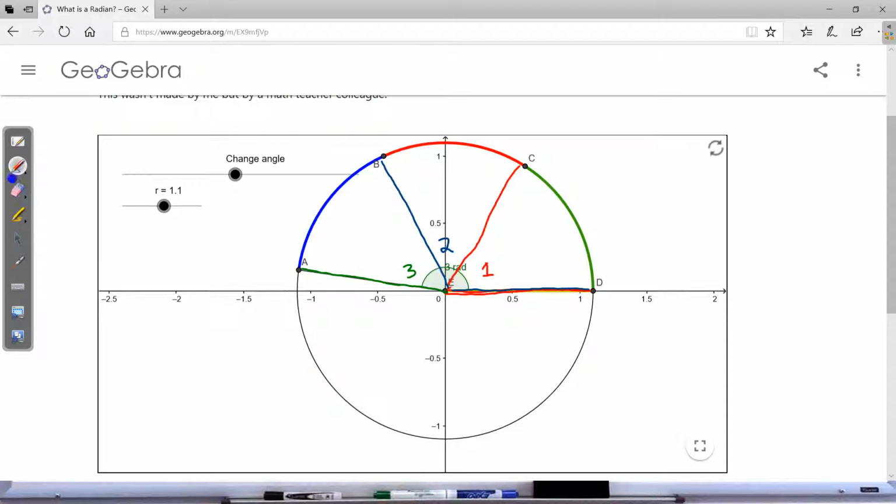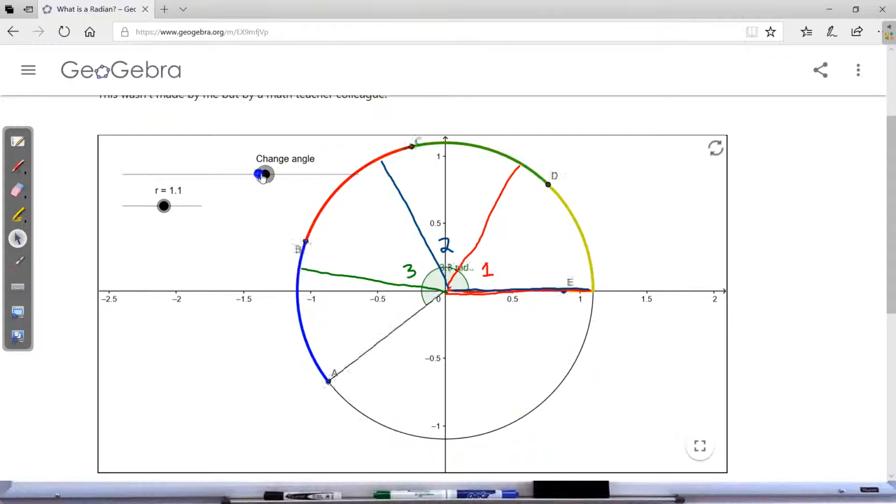That's 3 radians. And I'm going to keep going around a little bit faster. I don't need to mark them all off. There's about 4 radians, 5 radians, and then 6 radians gets us to right there. So a full circle is just bigger than 6 radians.